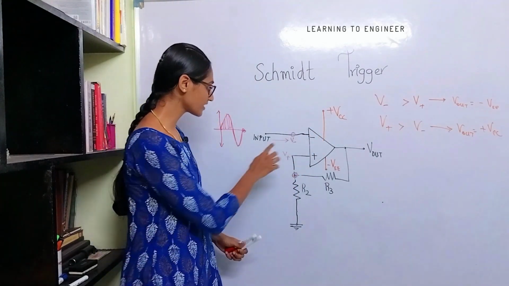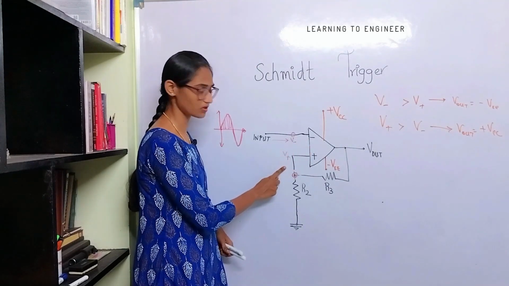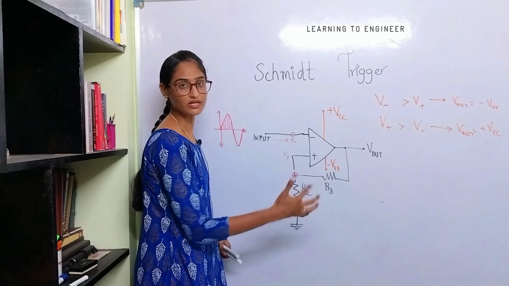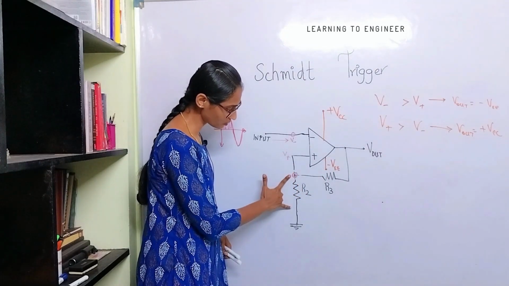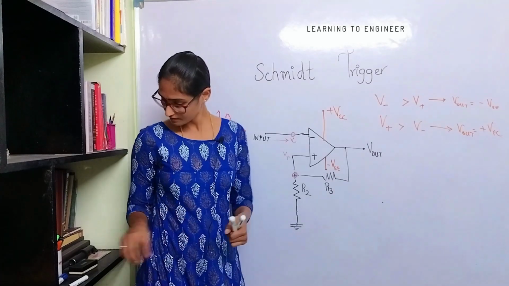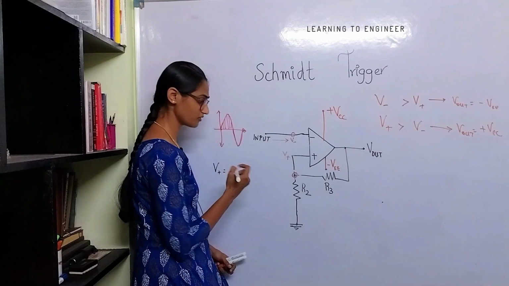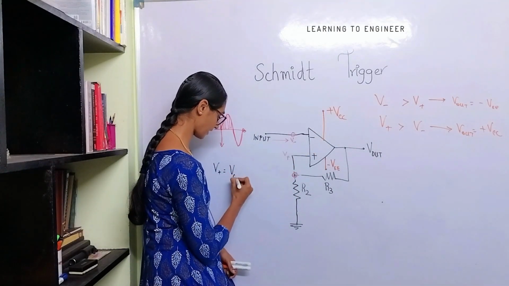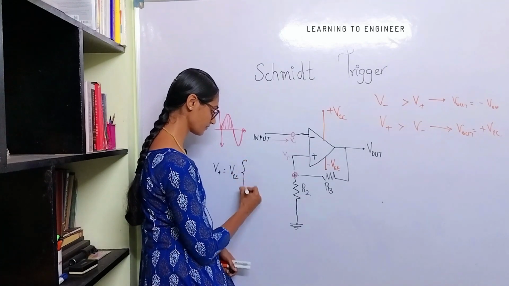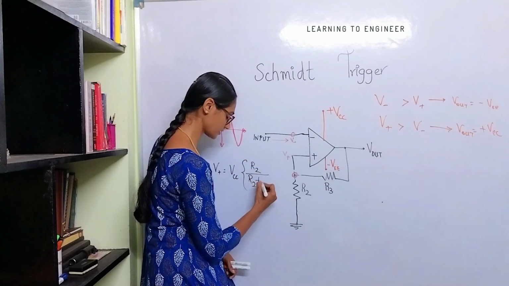When the negative terminal input is 0, you will have some positive voltage here because of these two operational supplies, right? So what is the voltage across this R2? It is V plus. By the voltage division rule we can calculate that V plus is equal to the maximum voltage, plus VCC, multiplied by R2 divided by R2 plus R3.